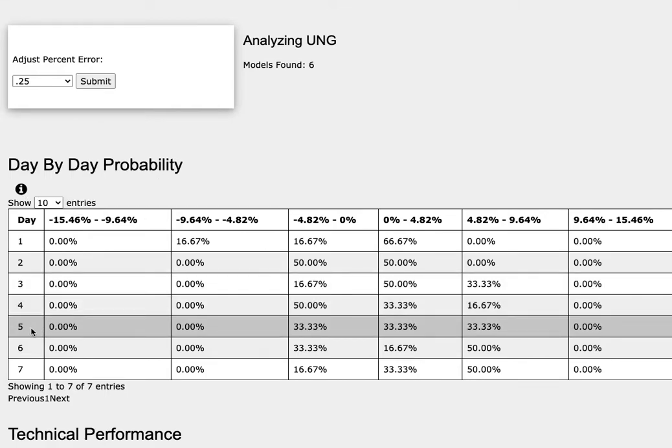As we progress to the 5th day or week of trading, natural gas has a 33% chance to climb between 0 to 5%, another 33% chance to climb between 5 to 10%. To the downside, it has a 33% chance to fall between 0 to negative 5%.